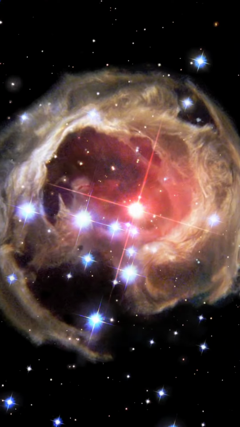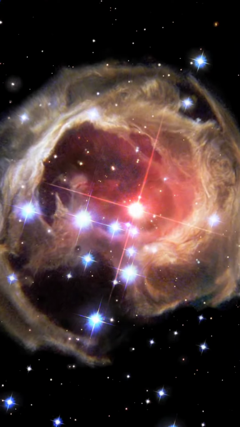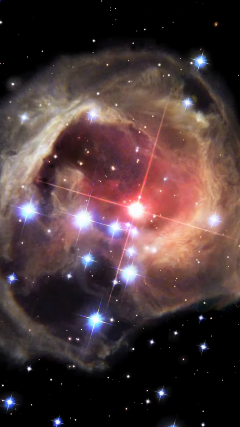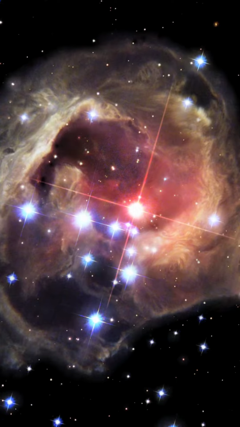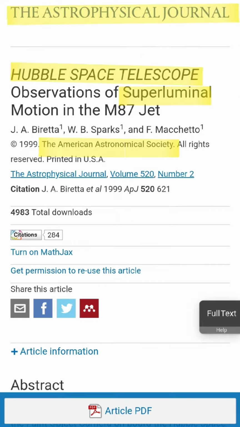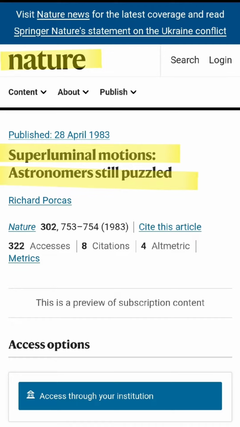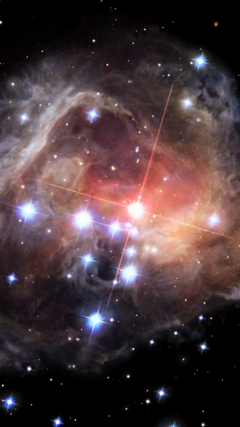Now, the word for apparent faster than light travel is superluminal, and this has been a big question in the sciences because apparent superluminal speed is found all over the universe. Here are articles from Cambridge, Nature, and the American Astronomical Society about it. "Superluminal motions, astronomers still puzzled," reads the title of one paper from Nature.